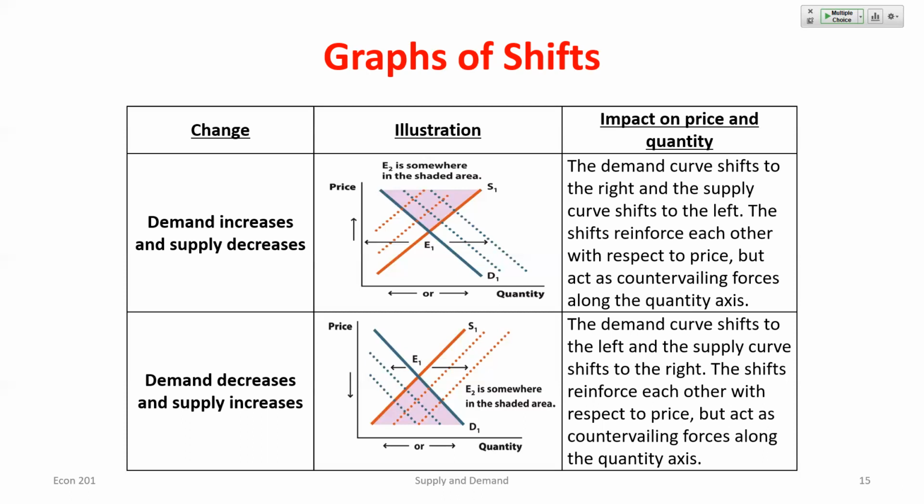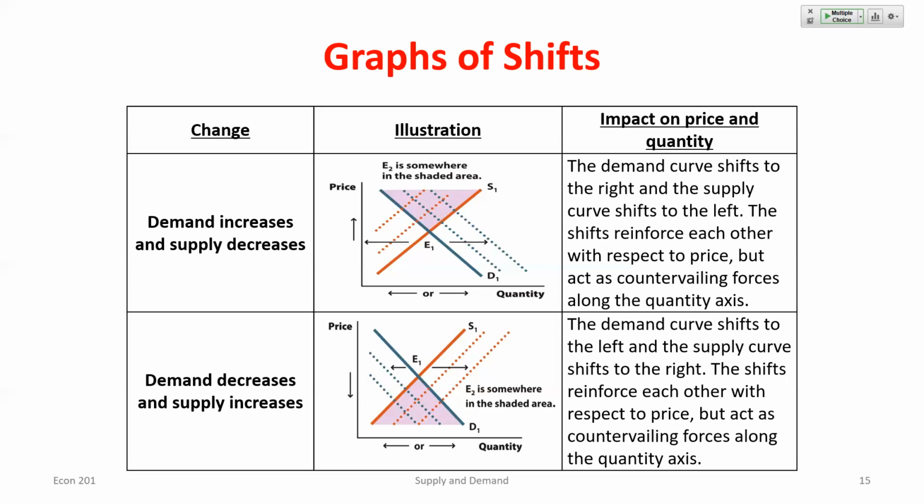Now that I have both of these shift effects, I can think about the total effect. So what's going to happen to prices? Both of these shifts cause price to go up. So the total effect will be that price goes up.